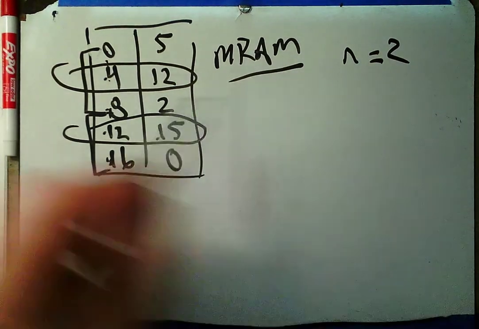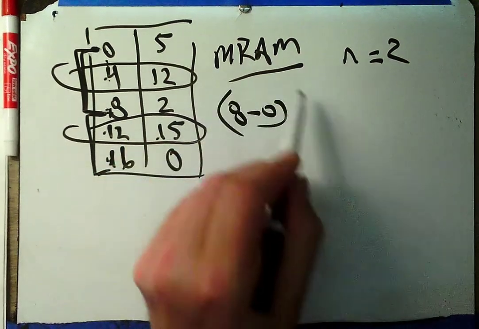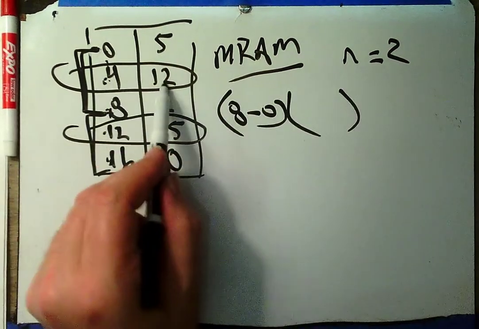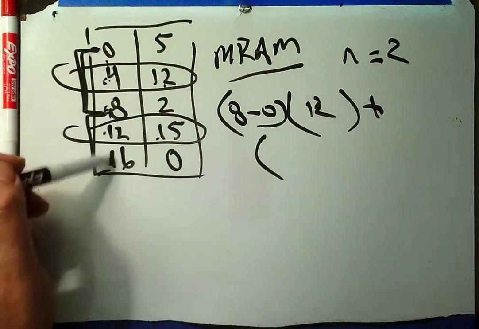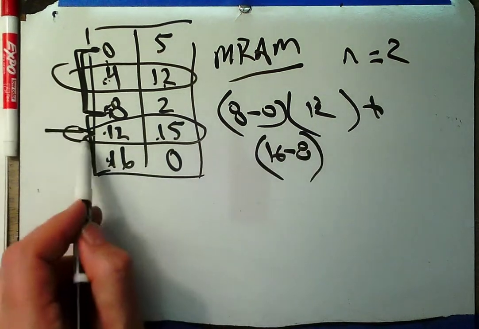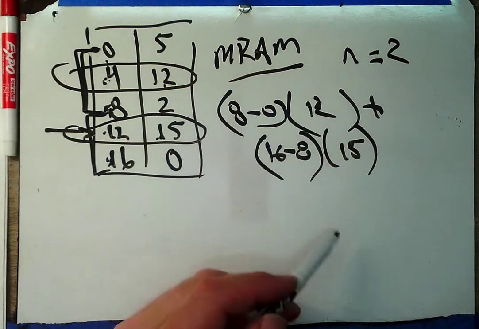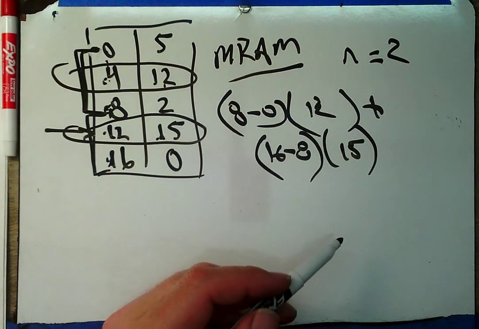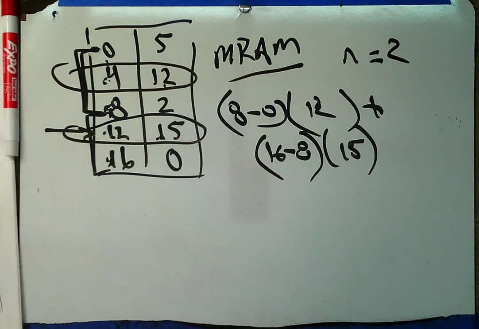How would I set that up? Well, remember our subinterval width here is 8 times the height halfway across, plus the second rectangle, 16 minus 8, times what's the height halfway across? 15. And so there could be my MRAM approximation. Good, excellent. I think this is fabulous.